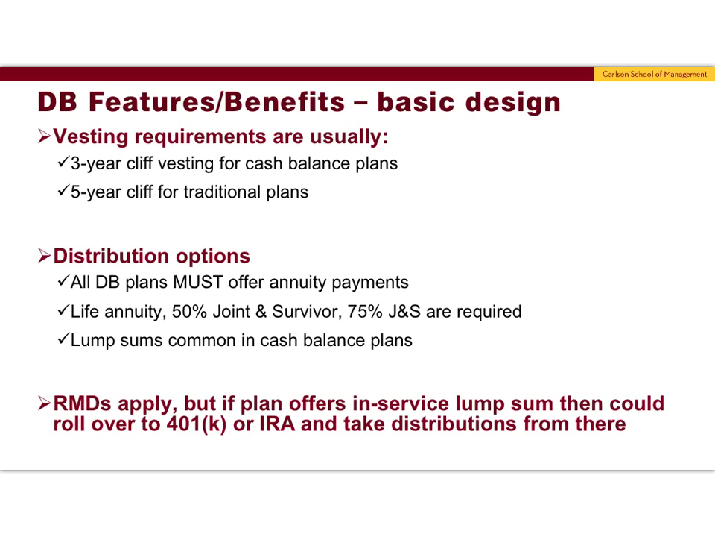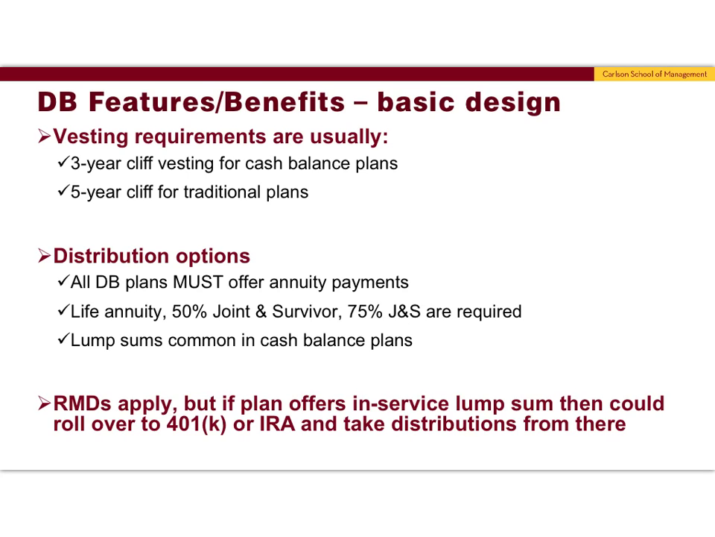And a 75% joint survivor annuity, which works similarly to the 50% JNS, except that 75% of the initial benefit is continued to a surviving spouse. Lump sum options are common in cash balance plans, but are not usually found in traditional DB plans.